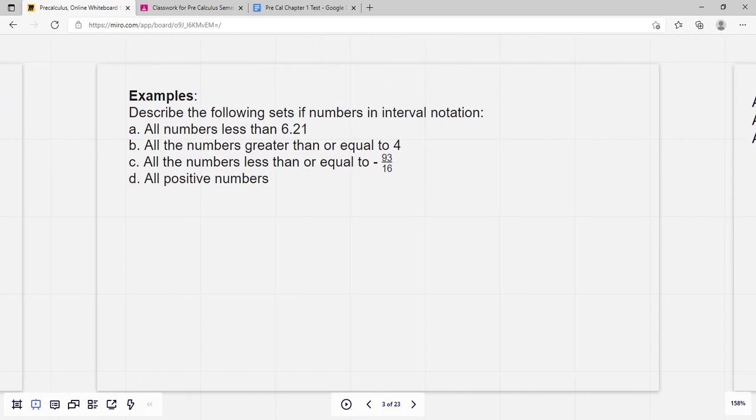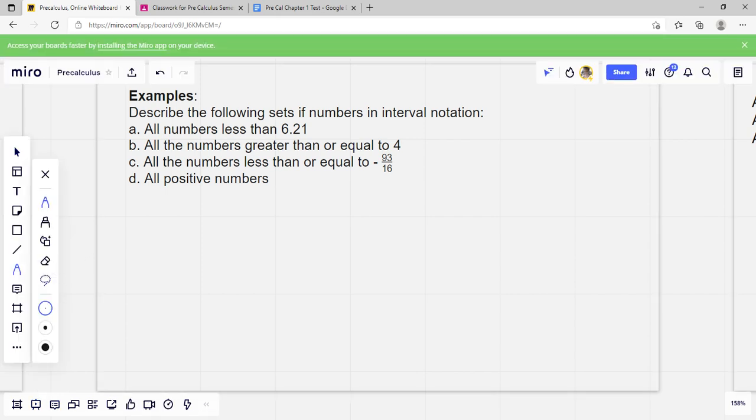All right, examples. Describe the following sets of numbers in interval notation. A: all numbers less than 6.21. That would be the same as saying everything less than 6.21, so x is less than 6.21. We're going to use parentheses, not a bracket.